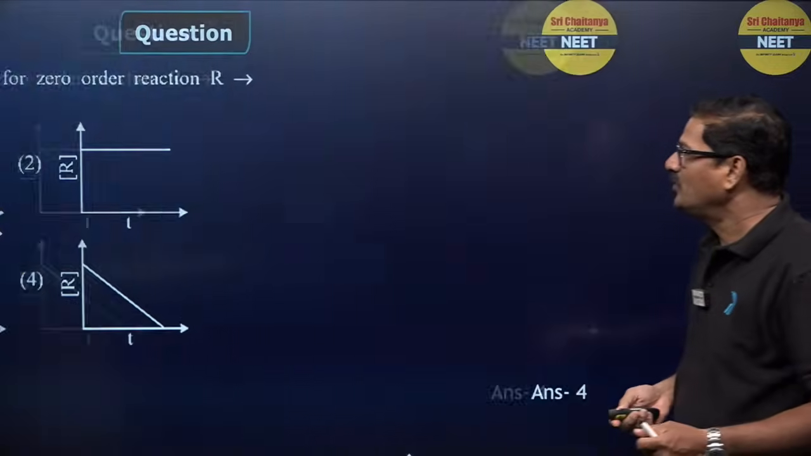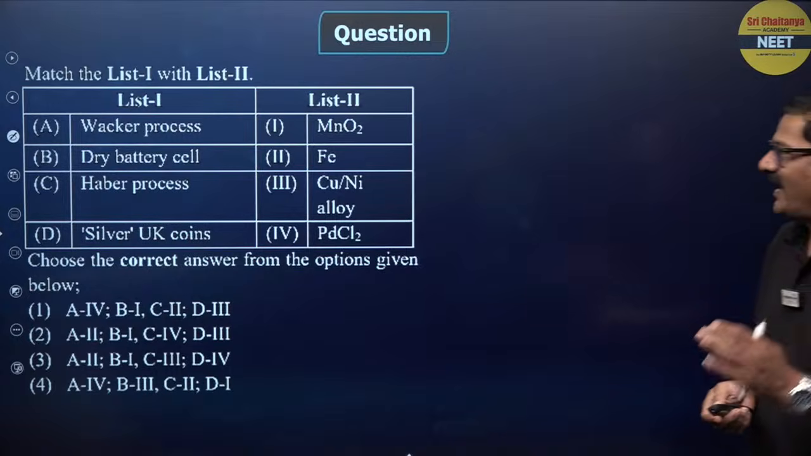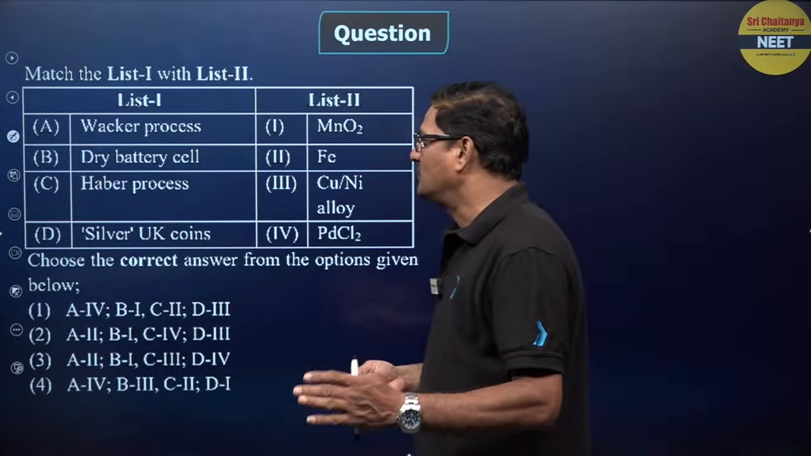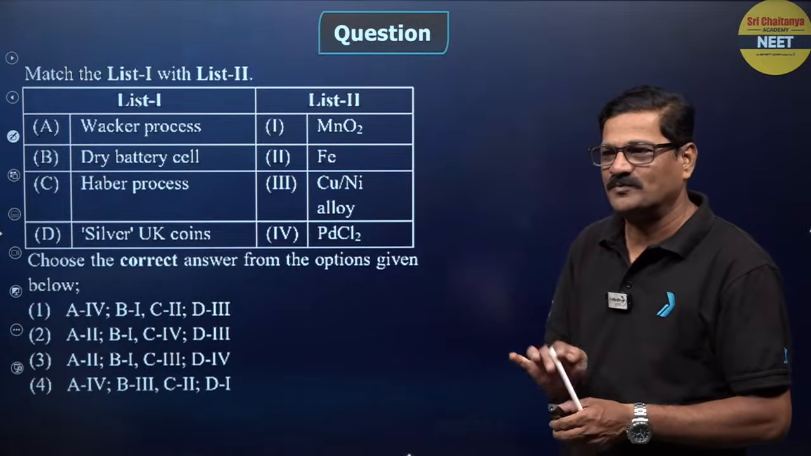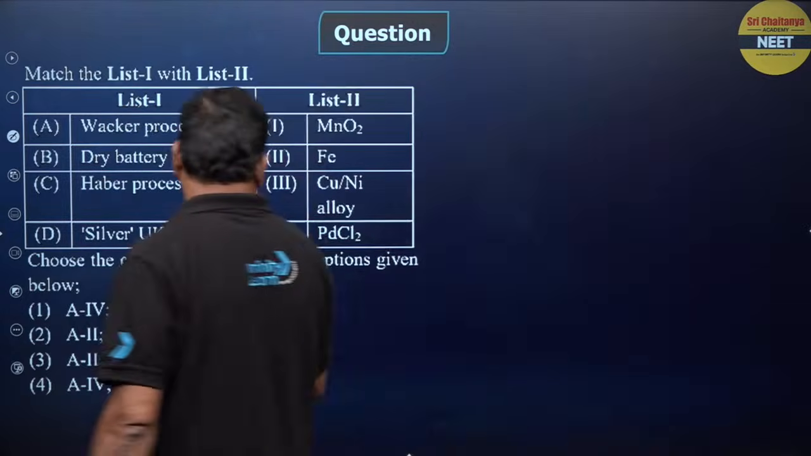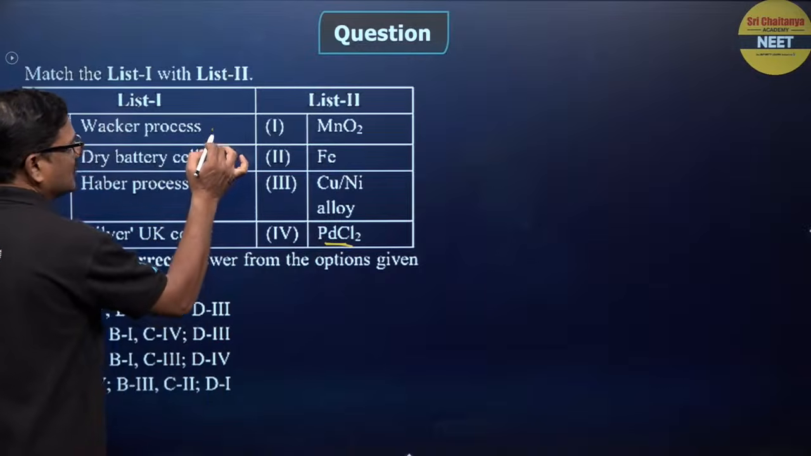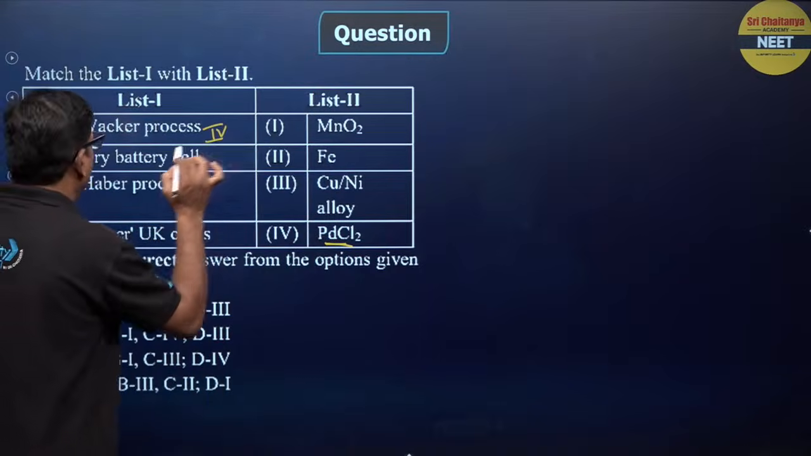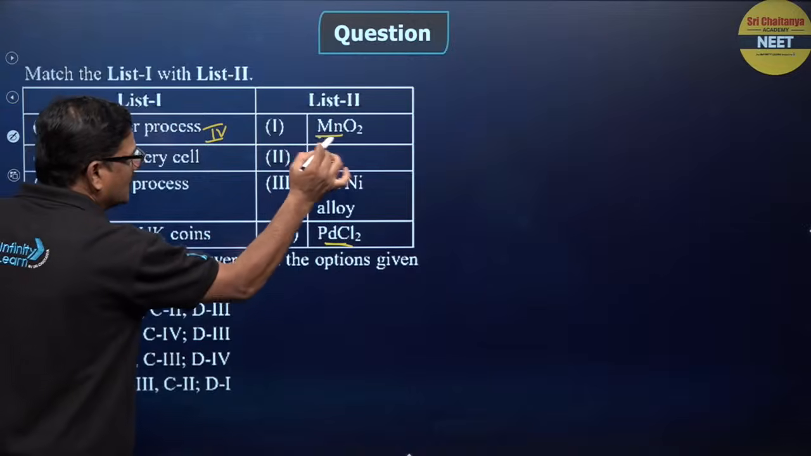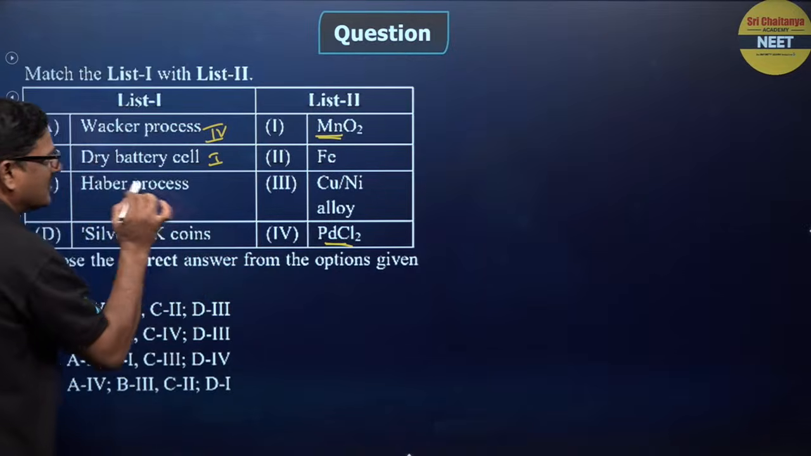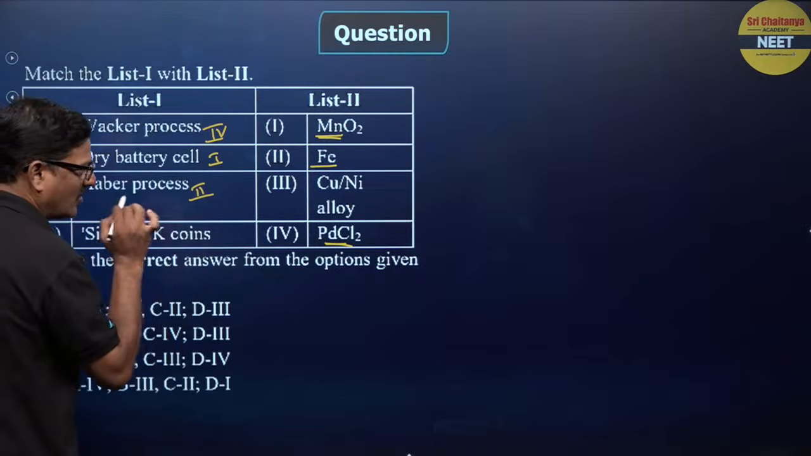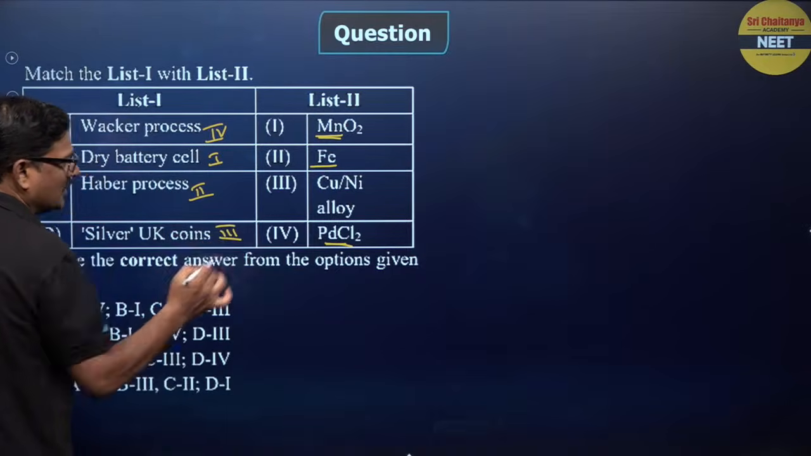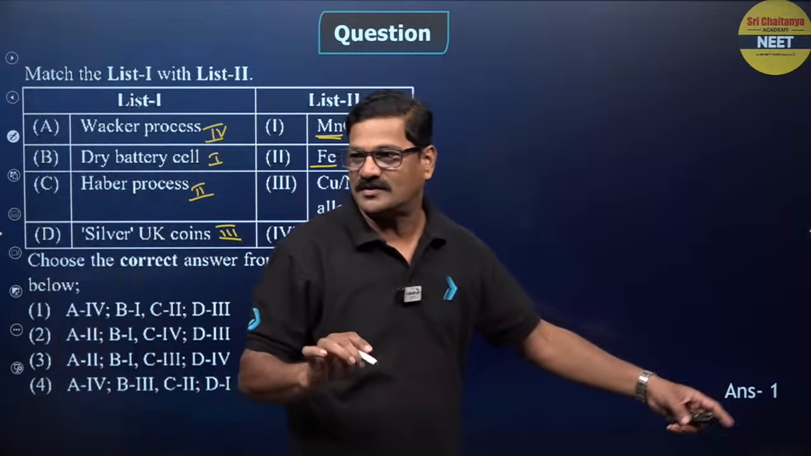Right. Now here it is, the catalyst that is used in the Wacker process, an application of d and f block elements here, bacho. Yes, in the Wacker process PdCl2 is used. In the dry cell, MnO2 is used, in Haber's process iron is used, and in silver UK coins it is going to be 3. So the answer for this question is 1, right?